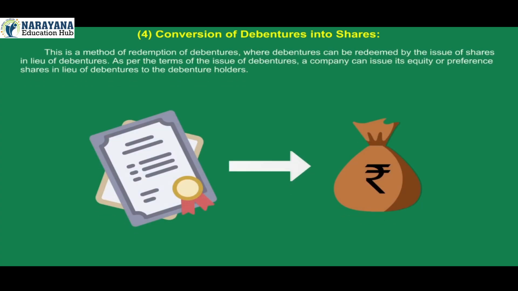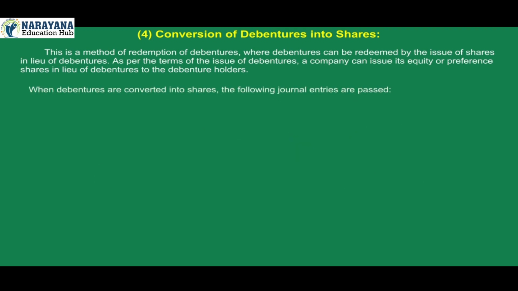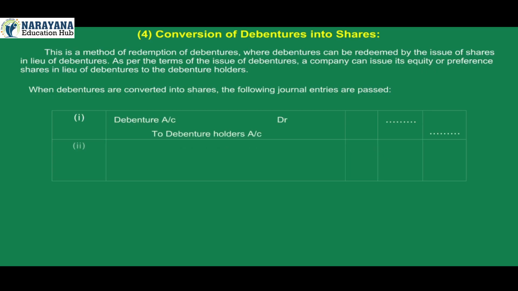4. Conversion of debentures into shares. This is a method of redemption of debentures where debentures can be redeemed by the issue of shares in lieu of debentures. As per the terms of the issue of debentures, a company can issue its equity or preference shares in lieu of debentures to the debenture holders. When debentures are converted into shares, the following journal entries are passed. 1. Debenture account debit, to debenture holders account credit. 2. Debenture holders account debit, to equity share capital account credit or to preference share capital account credit.